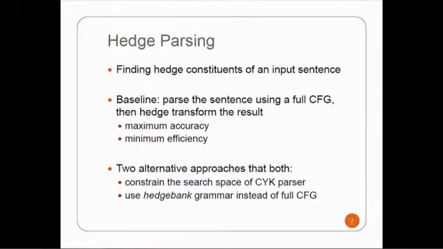Okay, what are the methods for doing hedge parsing? As I said, hedge parsing is the approach of finding hedge constituents of an input sentence. The baseline approach, which is the brute force case, is to parse the entire sentence using a full context-free grammar and then hedge transform the result. As you can imagine, this has the maximum accuracy but minimum speed or minimum efficiency because it has the full, rich knowledge of context. So it's very accurate but very slow.